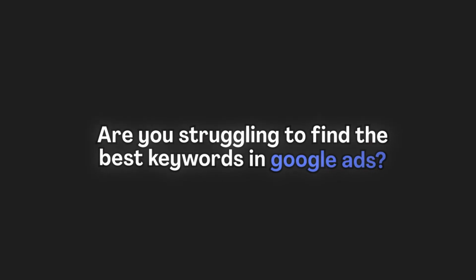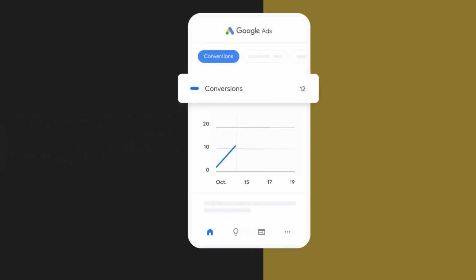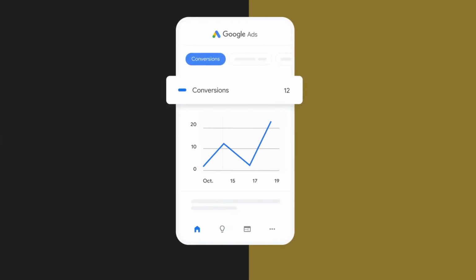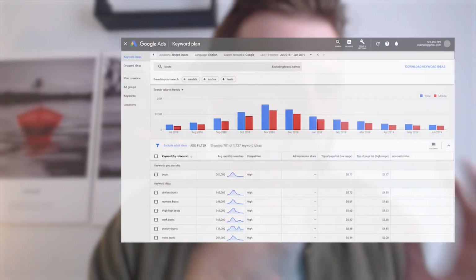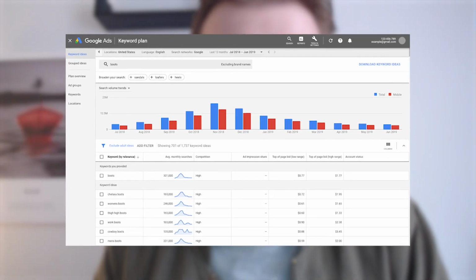Are you struggling to find the best keywords in Google Ads? You're not exactly sure which ones lead to sales and which ones just lead to clicks. Well, in today's video, I'm going to show you exactly how to find the best keywords for your account. We're going to use the Google Ads Keyword Planner to figure out what keywords are going to work for you and which keywords you should just avoid. And we're going to go through all of that step by step.